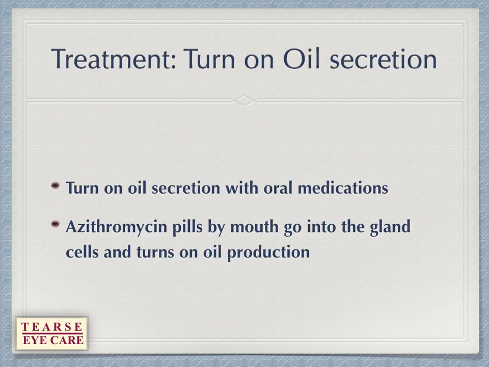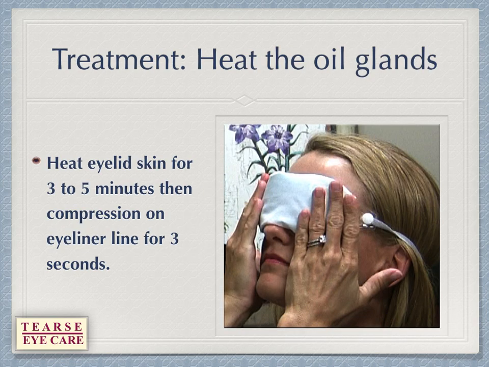To start the secretion, I like to turn them on with an oral medication. Azithromycin pills by mouth go directly into the glands and turn on the oil production. You can help by applying heat to the oil glands. You use the heat for 3 to 5 minutes and afterwards directly compress on the eyelid along the eyeliner line for 3 seconds. This causes the oils to be secreted.